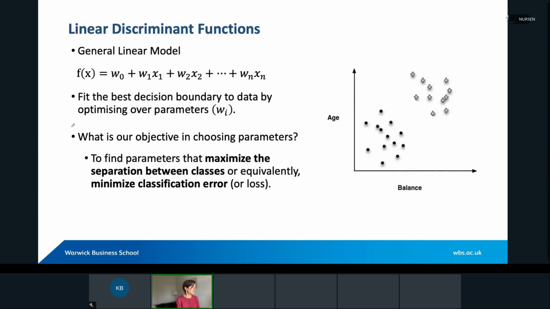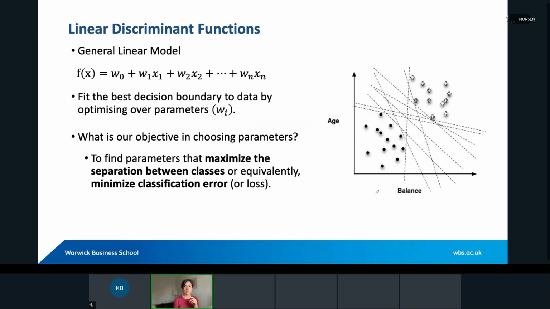It is important to know our objective when we choose these parameters, W's, so W0, W1, to Wn. We are trying to maximize the separation between classes. As I mentioned, we don't want to have a decision boundary close to one of the classes, so that in the future, when we make a prediction, there will be less chance we make an error. So the overall idea is to always minimize the potential errors for the future. As you see, here we have lots of different ways, and our idea is to find the one which is actually far away from both sides.